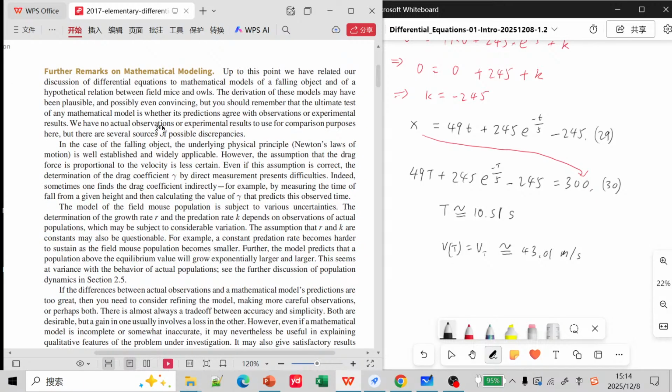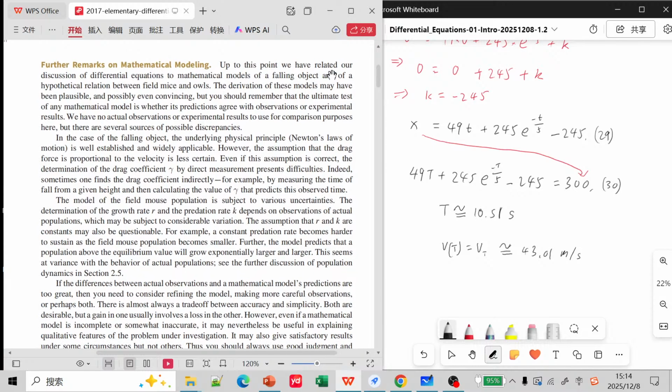And next, further remarks on mathematical modeling. Up to this point, we have related our discussion of differential equations to mathematical models of a falling object and of a hypothetical relation between field mice and owls. The derivation of these models may have been plausible and possibly even convincing, but you should remember that the ultimate test of any mathematical model is whether its predictions agree with observations or experimental results.